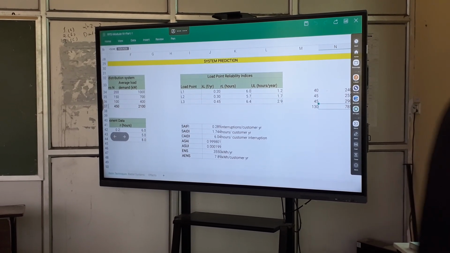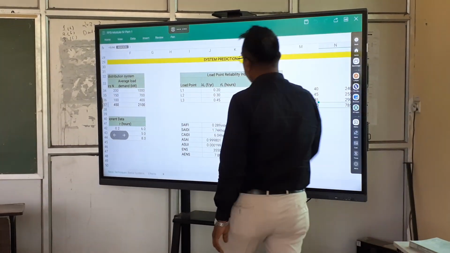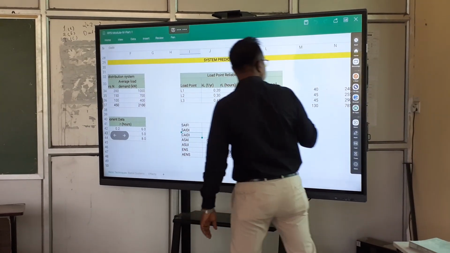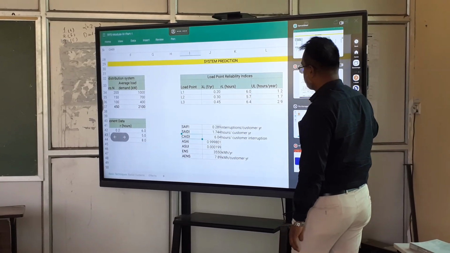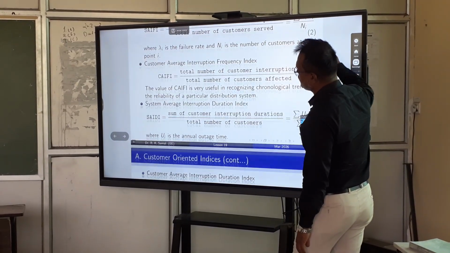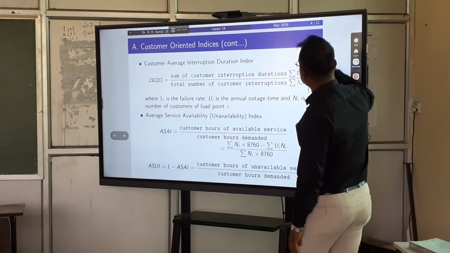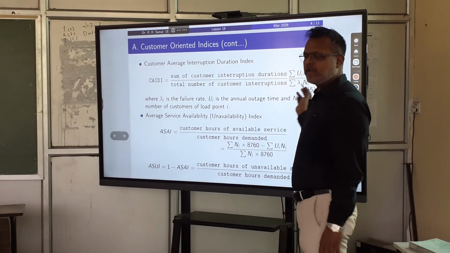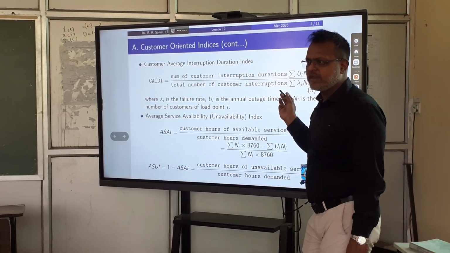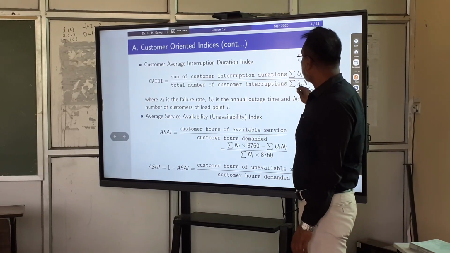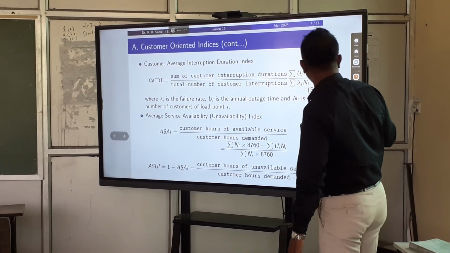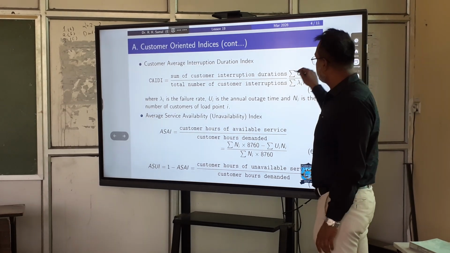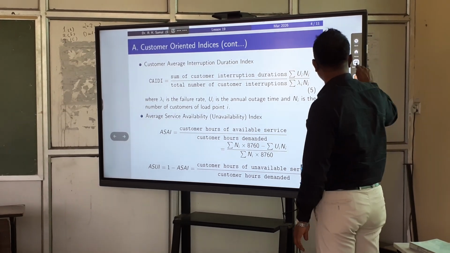Okay. Next is CIDI. What is that? Check the formula first. Sum of customer is summation EY and what was EY like? Summation EY like 785. 785 divided by summation lambda is 1. 785 divided by 1. Okay. Check this. 785 divided by 1.